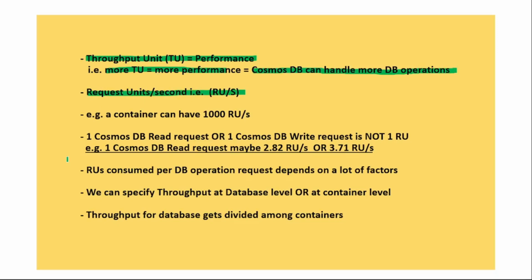And now guys, important point. One Cosmos DB read request or one Cosmos DB write request is not one RU. For example, one Cosmos DB read request may be 2.82 RU or it can be 3.71 RUs. That means RUs consumed per DB operation depends on a lot of factors. And let's quickly see it in the portal.